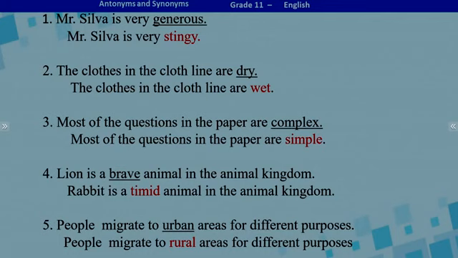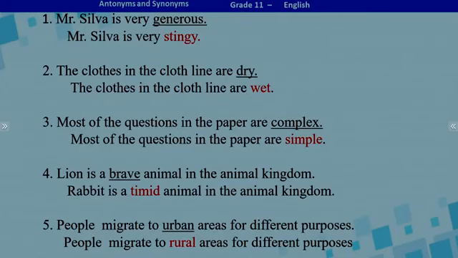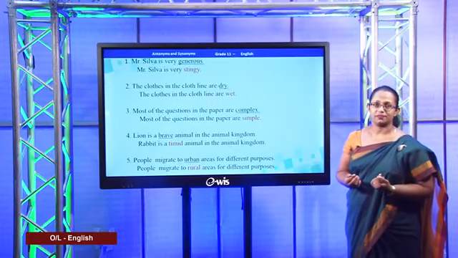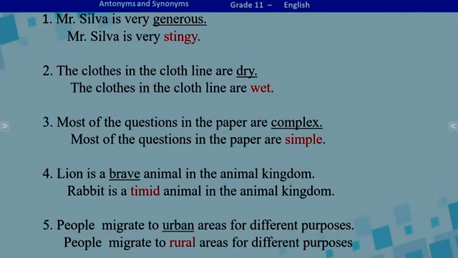The clothes in the cloth line are dry. What is the opposite of dry? Of course, it is wet. Let's move on to the third one. Most of the questions in the paper are complex. Do you know the meaning of complex? Think when you get the papers, you find difficult questions as well as easy questions. So, complex is difficult. So, what is the opposite of that? It is simple. That means easy.